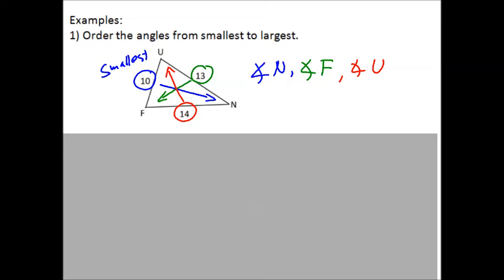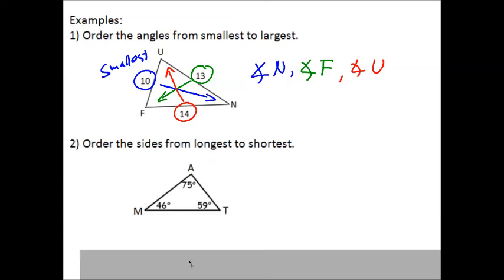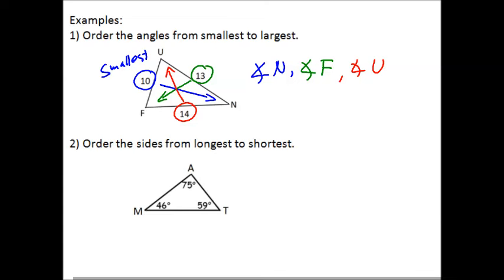And clearly, we can also do the same thing in the opposite way. In this next example, you're supposed to order the sides of the triangle from longest to shortest. So I'm going to have you stop the video here and try this out yourselves, and then compare your work with my solution.